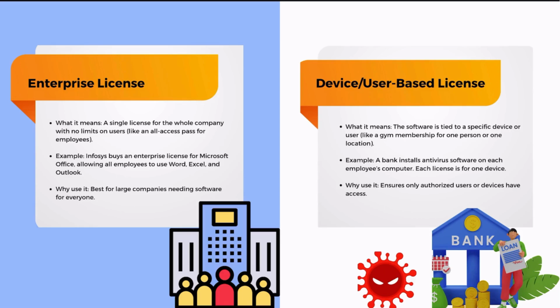Device based or user based licenses. Think of this like a gym membership that is tied to one person or one location. For example, antivirus software is often tied to a specific device or user. Why is it good? It ensures only authorized users can use it.